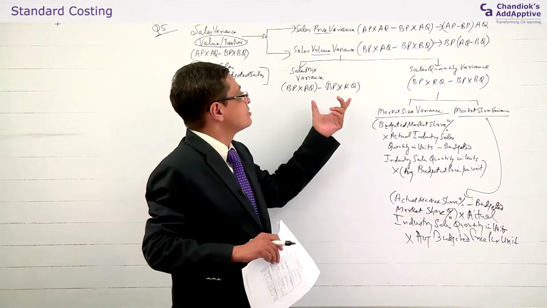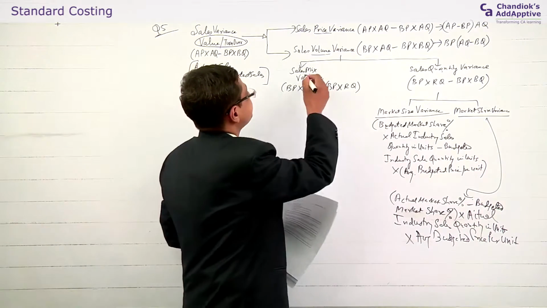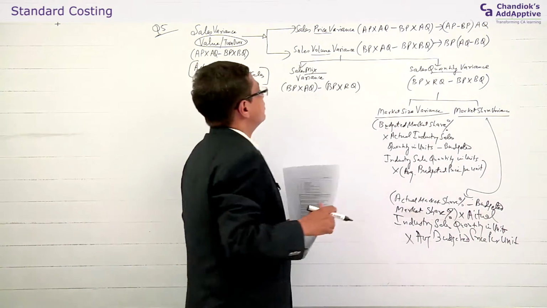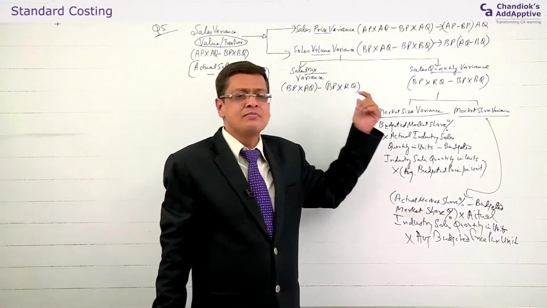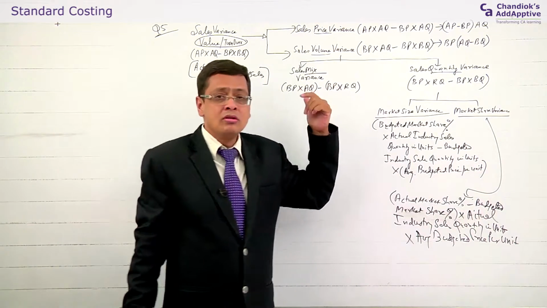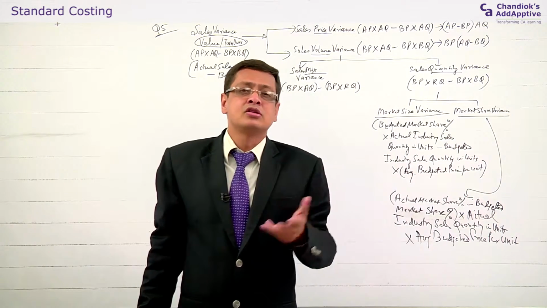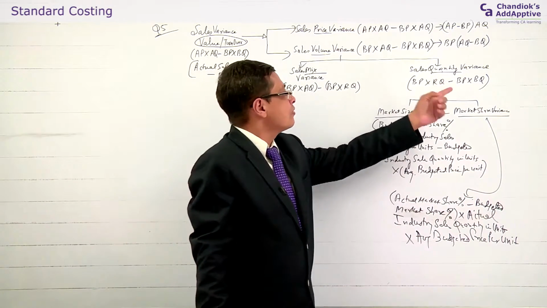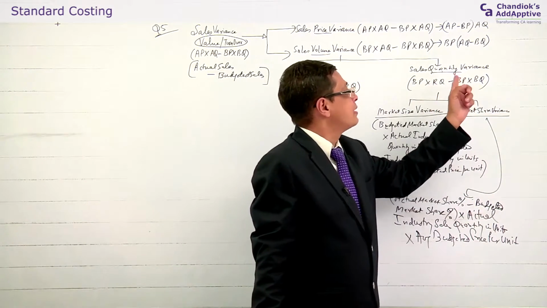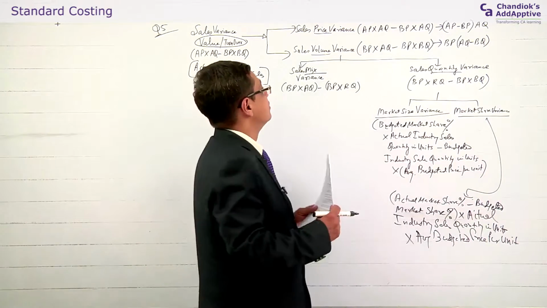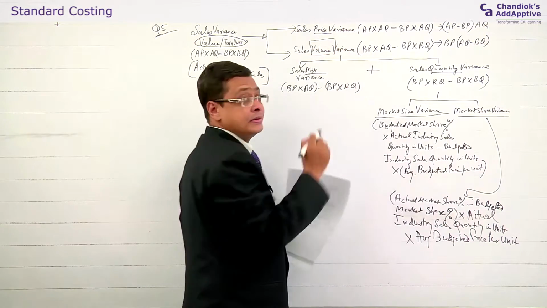This volume variance is again broken down into two parts: mix and quantity variance. Mix variance is budgeted price into actual quantity minus budgeted price into revised quantity. This revised quantity appears when sales ratio changes. In case of quantity variance, it is budgeted price into revised quantity minus budgeted price into budgeted quantity. So if you add these two, you will get volume variance, right?